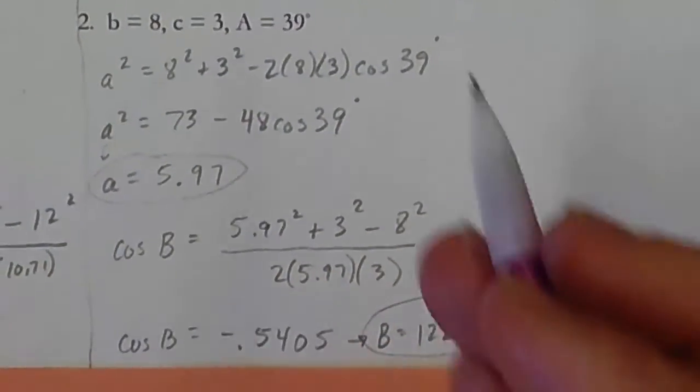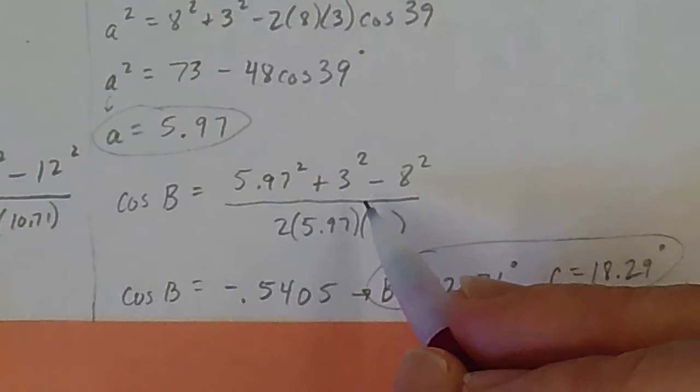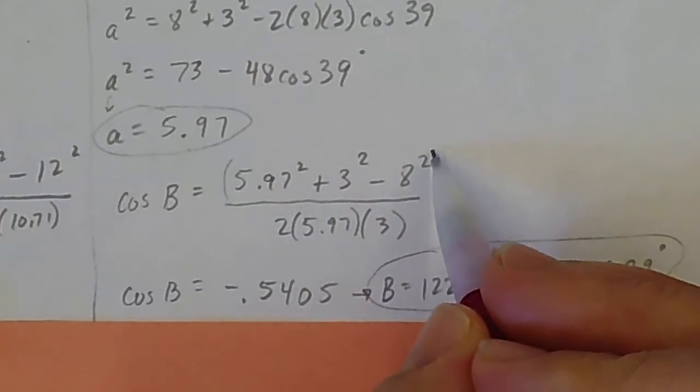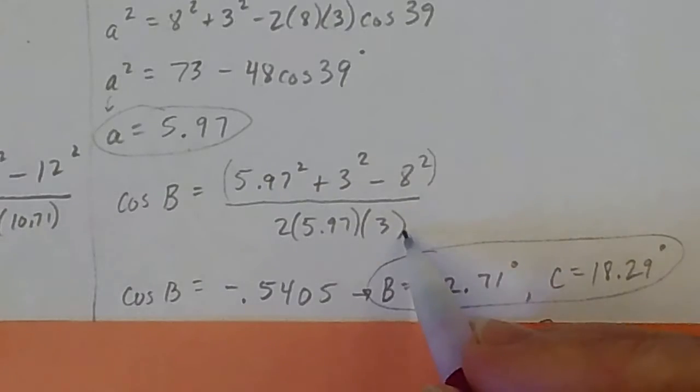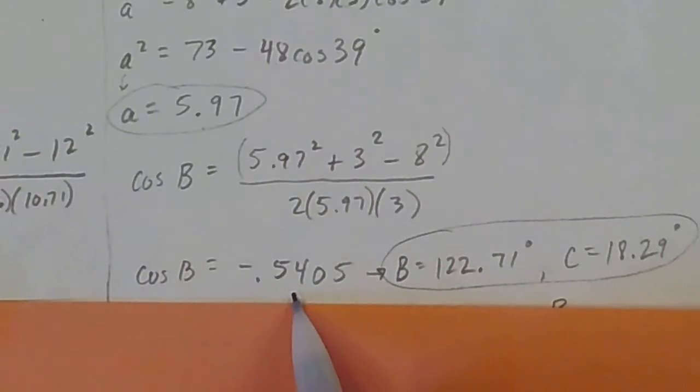All right, and what you might want to do, you can punch all this in the calculator at the same time. Just separate the numerator from the denominator with parentheses like that. And if you do that, you should just punch it in. We'll get this decimal. So then jot down the decimal, second cosine. Inverse cosine of angle B gives me 122.71.